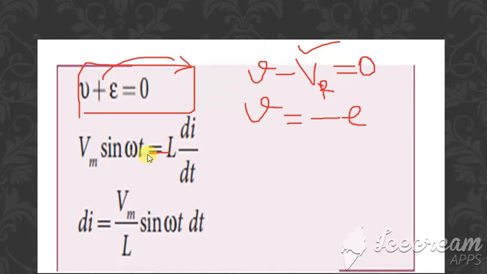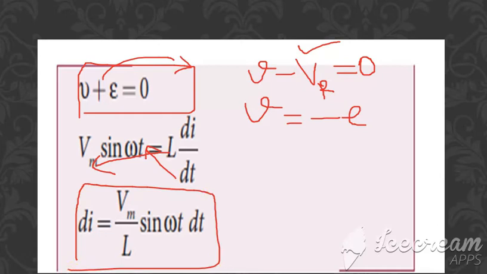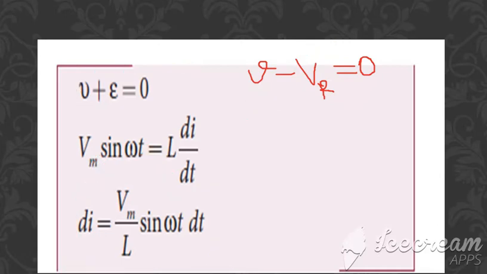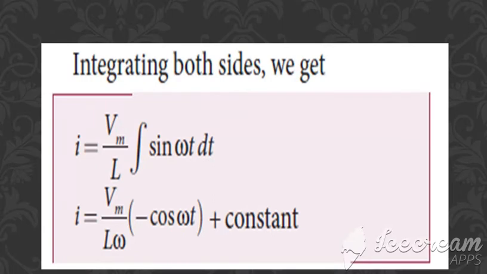From this we need only di. We bring L down and also dt to the other side. So we get di which is equal to Vm divided by L into sin omega t into dt. Now we have to get the value of I, so we are integrating on both sides. On this side we already had di, so the integration and d cancel, and we get just I. We have taken Vm by L outside. Then we have the integration of sin omega t.